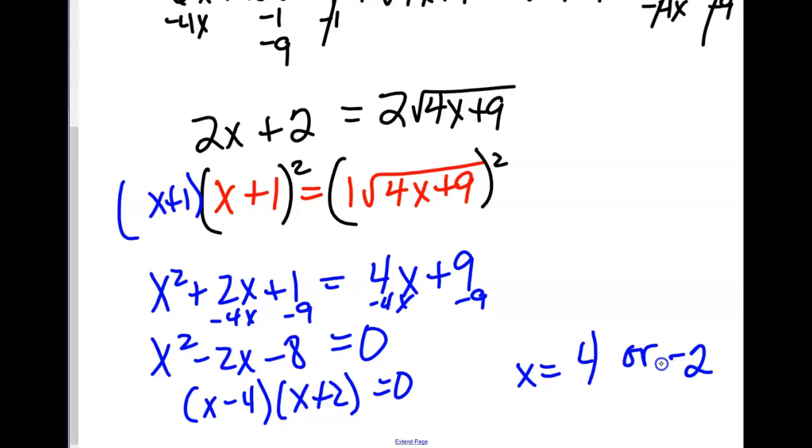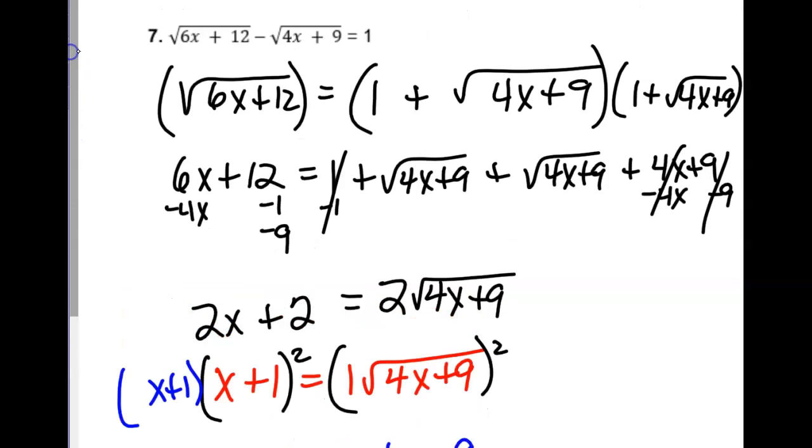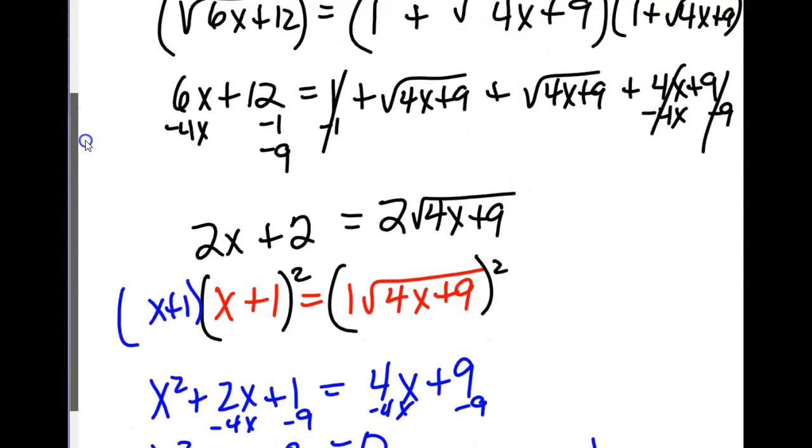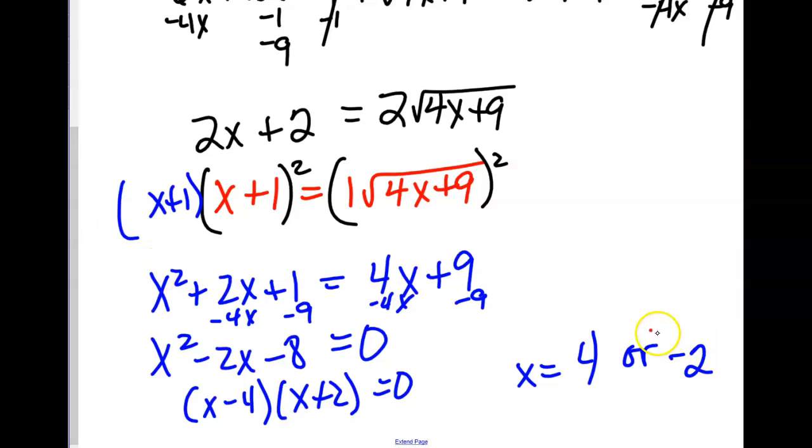Can I go back to the top, guys? If I put a 4 in, I get square root of 36 minus square root of 25 equals 1. That'd be 6 minus 5 is 1, yes? What was the other one? Negative 2? If I put in negative 2, I get square root of 0 minus square root of 9 equals 1. Is that working? That's not working, is it? So the negative 2 does not check.